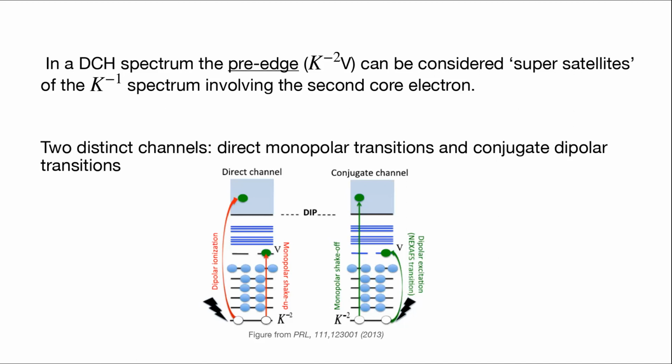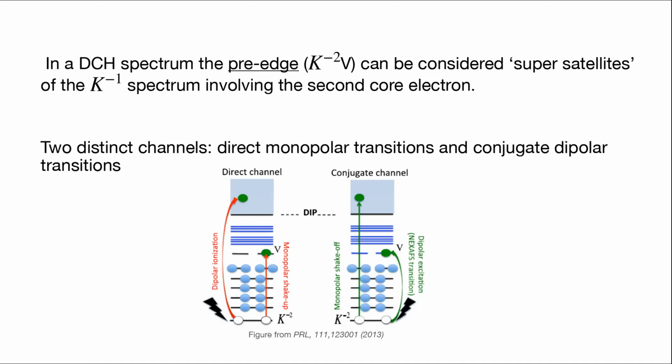All right, but before showing you a practical example, just to explain briefly what is this double core spectrum, you have also the pre-edge and the post-edge region. The pre-edge region, you can think of it as a super satellite of a single core hole state, right? And you have two distinct channels for these processes of the double core hole shake-ups. You have the direct channel and the conjugate channel here in this chart.